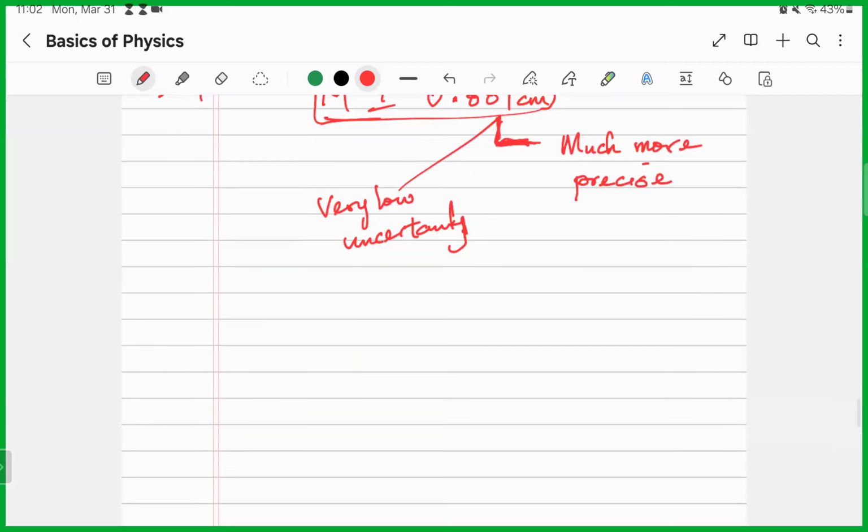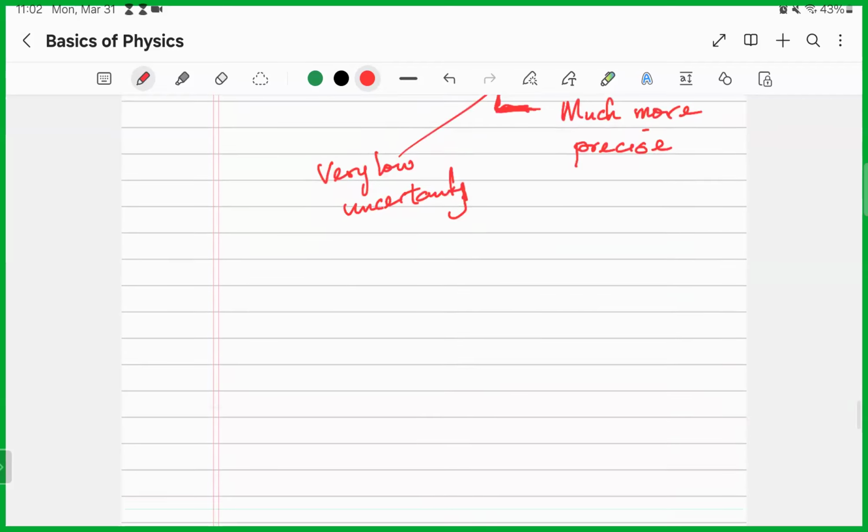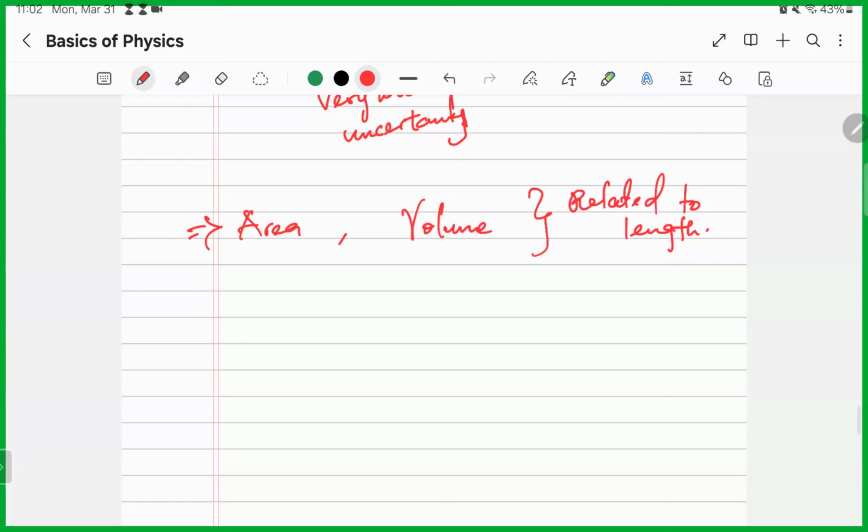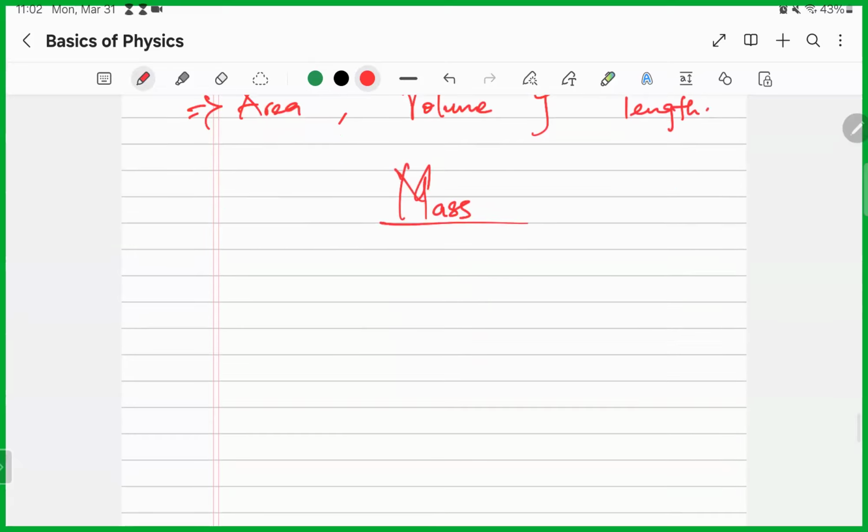Move further to state that length has some related quantities, which we'll see later. Area is related to length, volume, all these are related to length. This is basic physics. Let's go on to the next discussion: mass, the measurement of mass. Mass is the quantity of matter in the body.